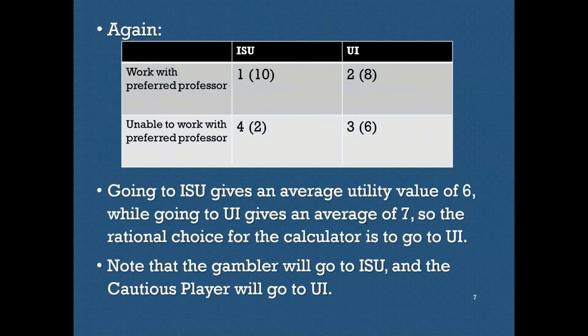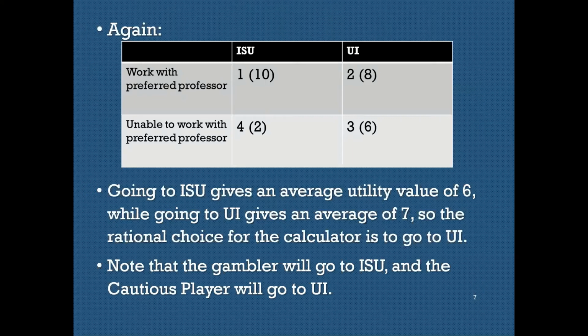Now, going back to other ways of approaching decisions under uncertainty, right? A gambler is definitely going to ISU. They're going to accept that and plan on going there with that possibility of working with the preferred professor, whereas the cautious player is going to go to U of I because they want to avoid that situation where they can't work with their preferred professor and be at ISU. So, it could line up in different ways, right? Sometimes the calculation is going to favor the cautious player. Sometimes the calculation is going to favor what the gambler would have done.